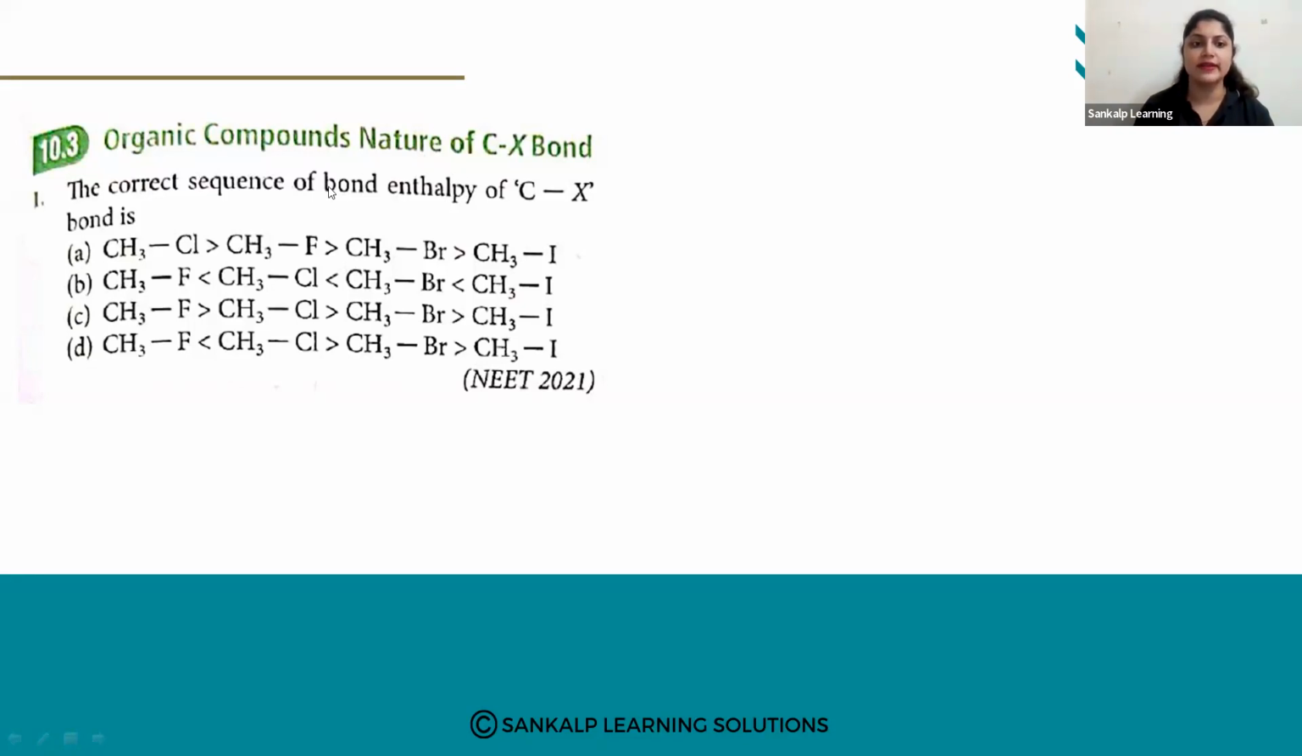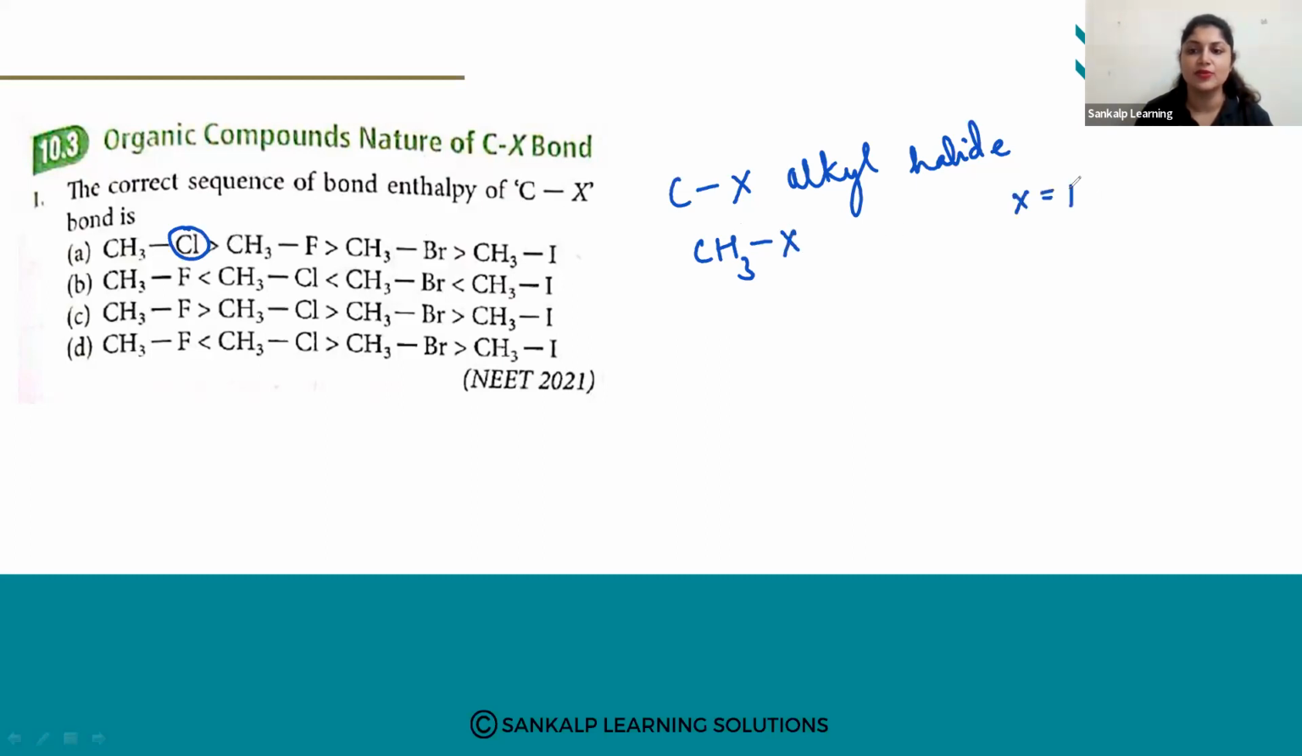The question is: the correct sequence of bond enthalpy of the C-X bond is. What do we mean by the C-X bond? C-X is nothing but an alkyl halide. Here they have taken the methyl group, and there are different halides. X can be fluorine, chlorine, bromine, and iodine.